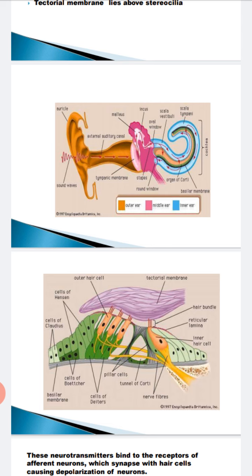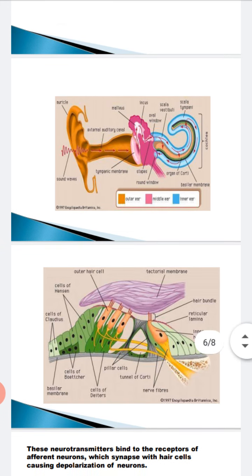And this nerve impulse is transmitted to the auditory cortex of the brain through the auditory nerve, that is cranial nerve 8. Cranial nerve 8 gives signals to the brain about the sound. So the brain will analyze the impulse, and we will hear the sound. Not only the sound, but we can judge the direction, the loudness, and the pitch of the sound. So this whole thing is happening.